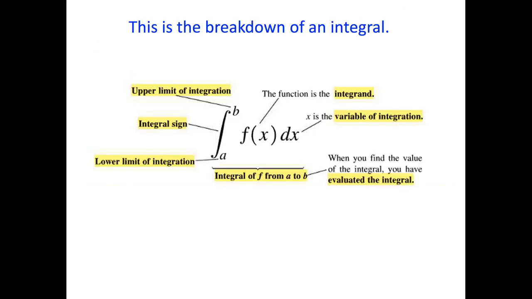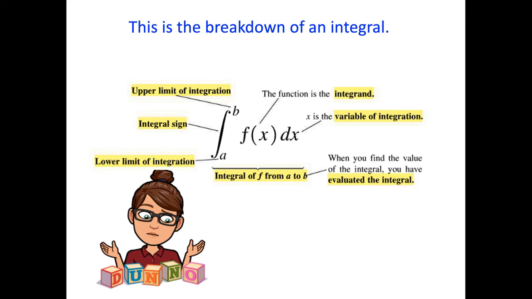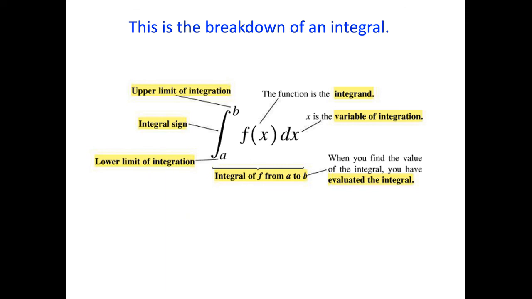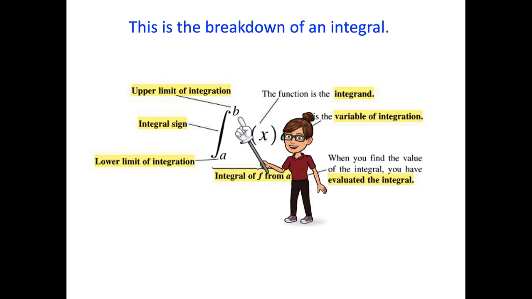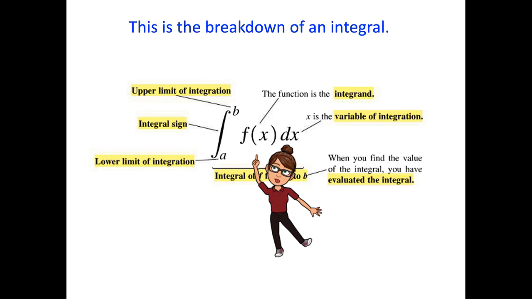Now how do we read this thing? Well, it does have parts. So you can see we have the integral symbol itself, which again is like an elongated s. You have what's called the bounds of integration. The number at the bottom, a, is your lower limit, and the upper limit is b. The f of x, the function itself, is called the integrand. So you're going to hear me use that word quite a bit.